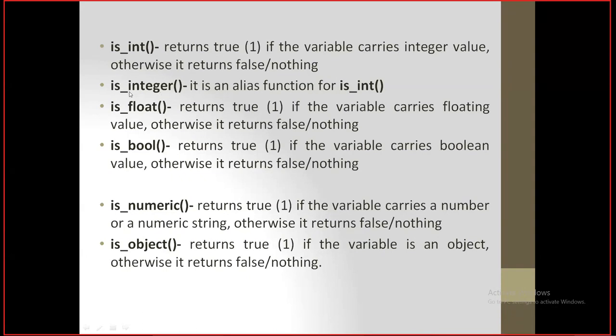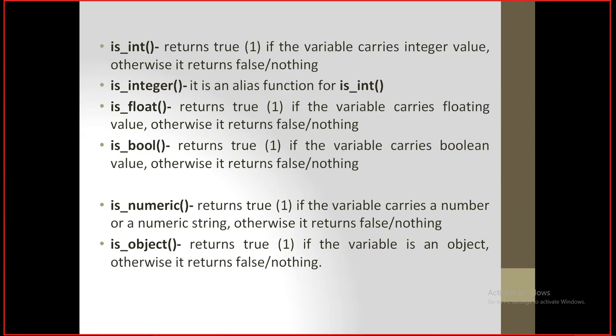Another function is is_integer. It is used as an alias function, another name for the same is_int function. Both can be used alternatively. Is_float is going to return true if a variable passed to this function is carrying a floating value, and is_bool is going to return true if it is having a Boolean value. Is_numeric is going to return true if the variable passed to this function is having any numeric value.